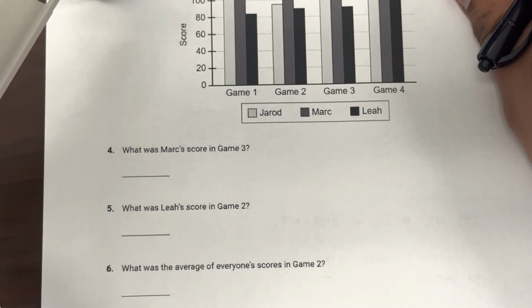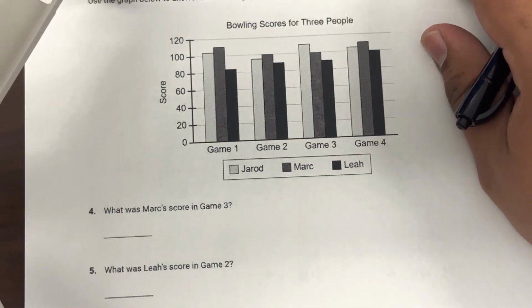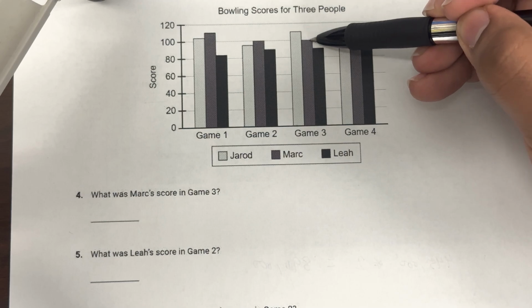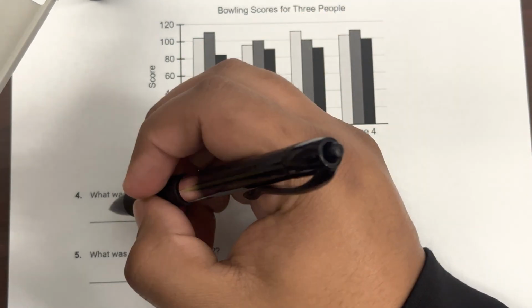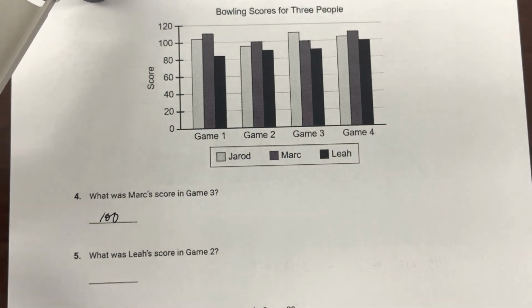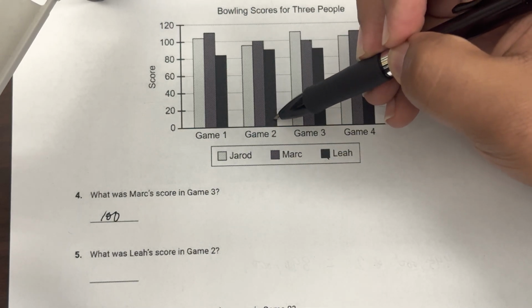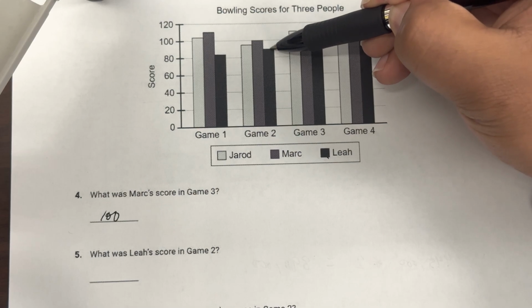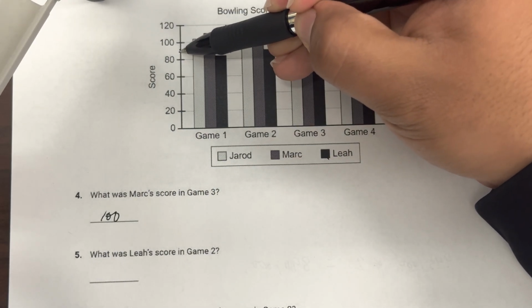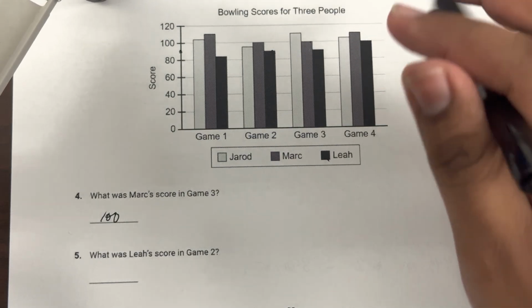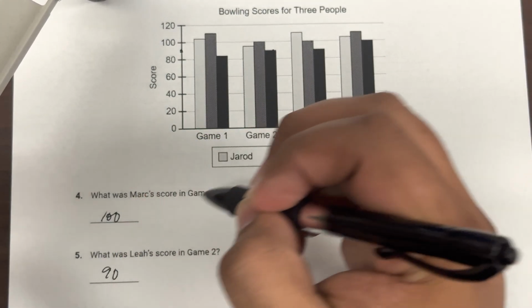What was Mark's score in game 3? Game 3, Mark is the middle graph. Okay, this is right on the money, 100. Not too difficult. Leo's score in game 2. Yeah, I'm not a big fan of this because I'm not sure. This looks right in the middle, which would be 90, but it's not very nice, but we can go with 90.